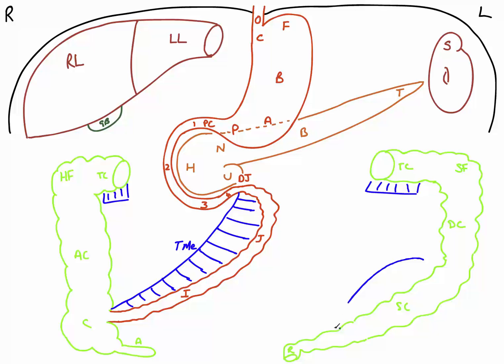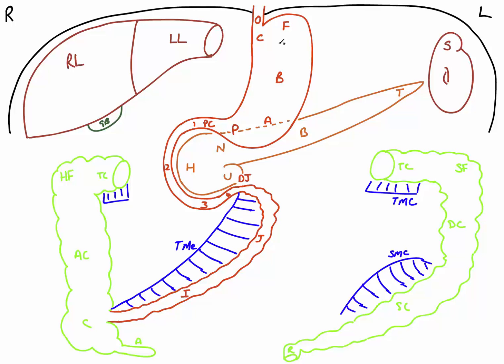We also have sigmoid mesocolon, and that is suspending the sigmoid colon. And obviously, because these organs have a mesentery, they become highly mobile. So the jejunum and the ileum are mobile because they're suspended by the mesentery, and the transverse colon and the sigmoid colon are mobile because they have the transverse mesocolon and they have the sigmoid mesocolon suspending them.